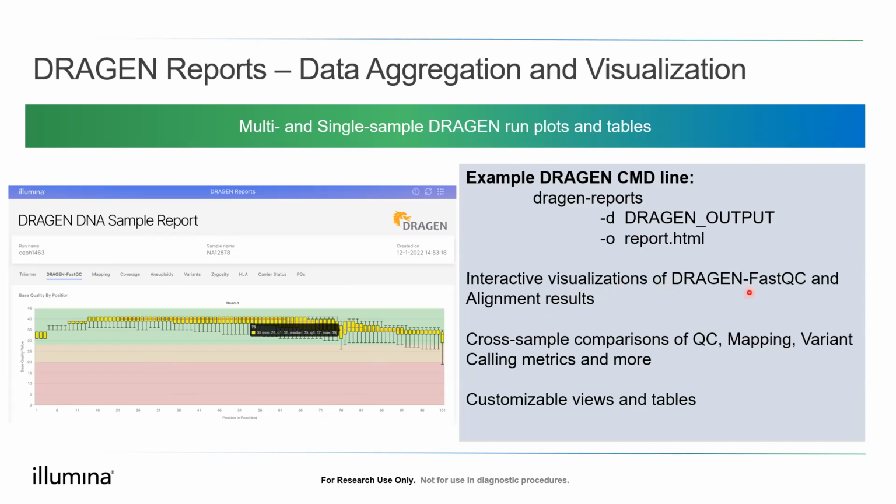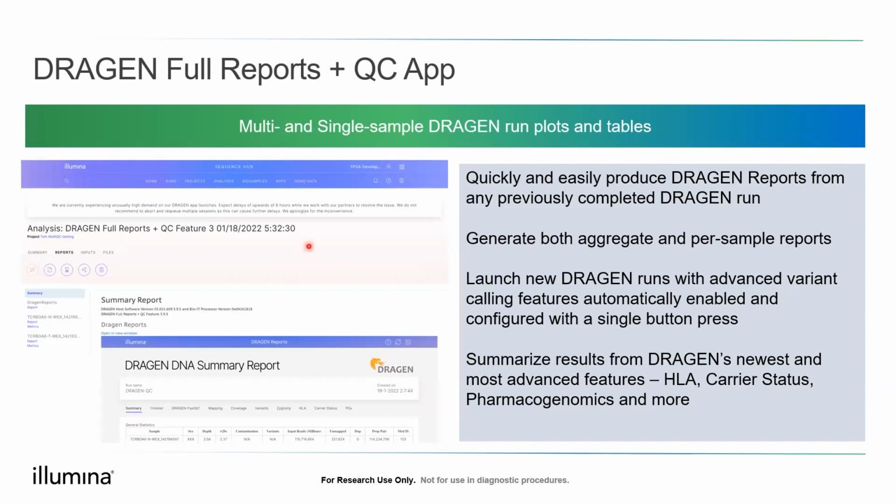These are interactive visualizations for FASTQ and alignment results. You can do cross-sample comparisons of QC, mapping, variant calling metrics, and many more. And some of these views are also customizable with tables. Here we are showing reports in terms of a summary report that gets generated, and again, it's quick, it's easy. You can do it, as I said, on a single sample. You can aggregate on a per sample basis. So just something that we had been building and putting together, and we'll be rolling out some of these summary reports also as part of our ICA workflows, where customers can generate these reports there as well.